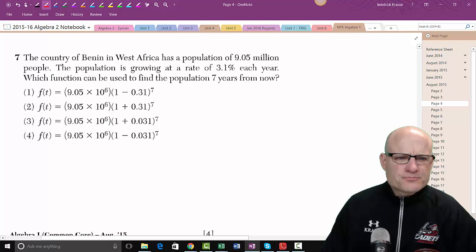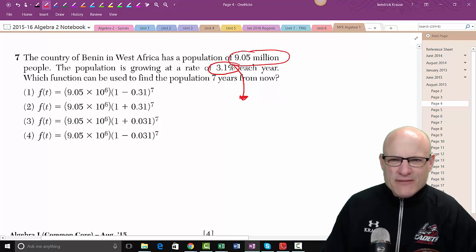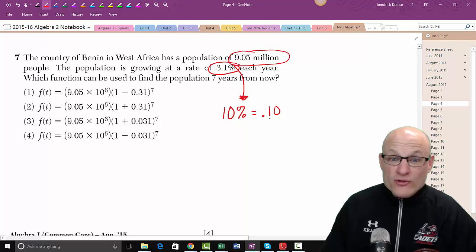The country of Benin in West Africa has 9.5 million people, and the population is growing at 3.1%. Now, anytime I see a percentage, I want to convert that to a decimal, and I want to make sure you're careful. Always remember, 10% is equal to 0.10. So anytime you do a percentage, and they're almost always less than 10%, and this is 3%.